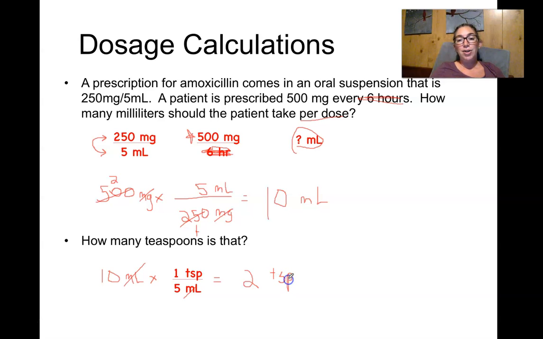So perhaps if you're in Canada, you would be directed to take 10 milliliters of the amoxicillin, but if you are in the US, you might be told by your doctor to take 2 teaspoons. Most measuring cups have both units on them, so you would see that they were equivalent.